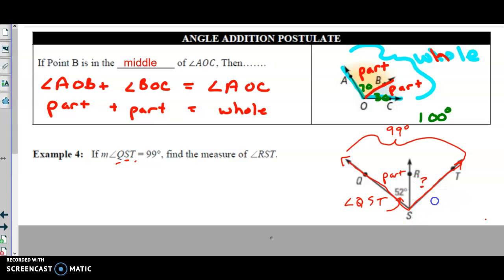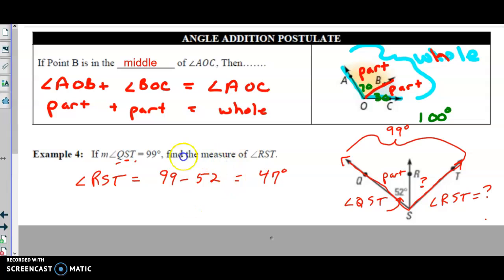Angle RST. Well, this angle, 52 degrees, plus this one has to equal 99. So how can you find angle RST? You have to do 99 minus 52. And when you do the subtraction of that, you get 47 degrees.